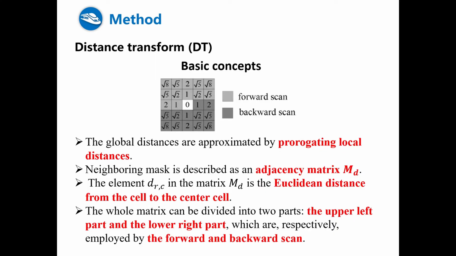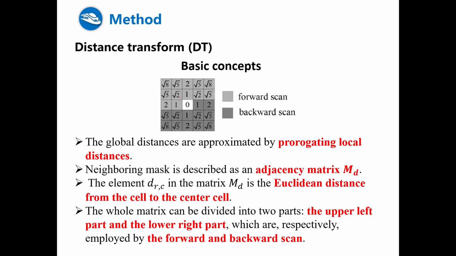In the first stage, that is the area to corridor stage, the distance transform algorithm is used. Some basic conceptions about this method are to propagate local distances and local paths, and to generate the global distance and the global best path. This method requires a neighboring mask. That is the neighboring mask.